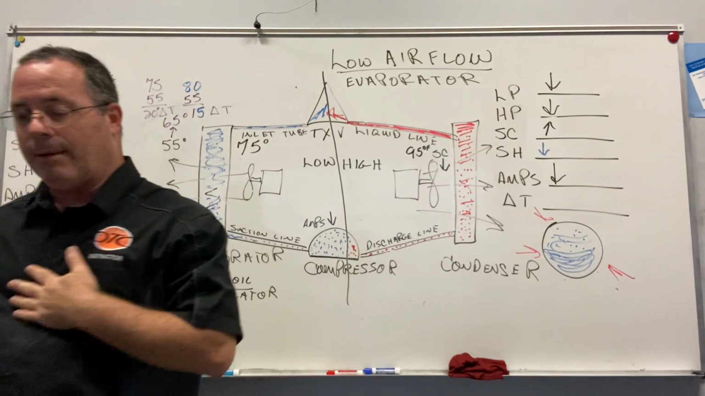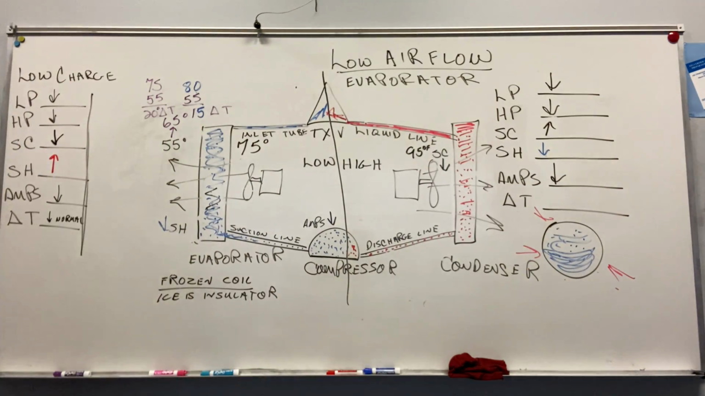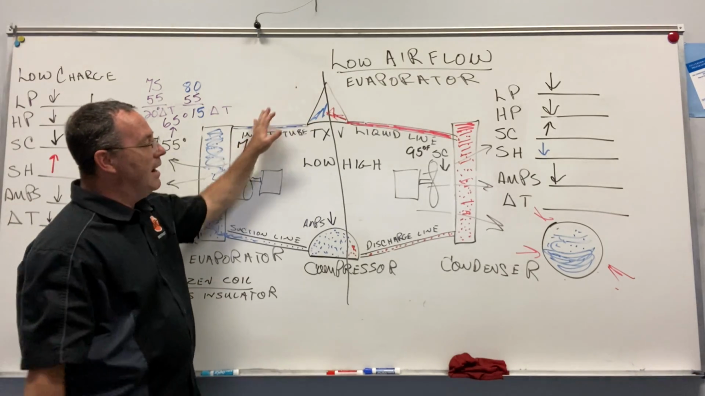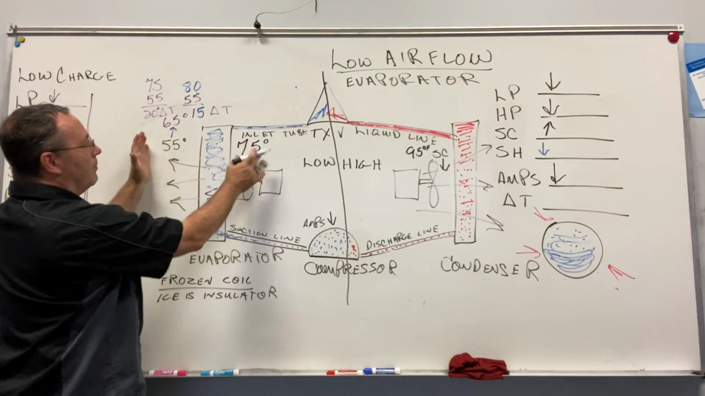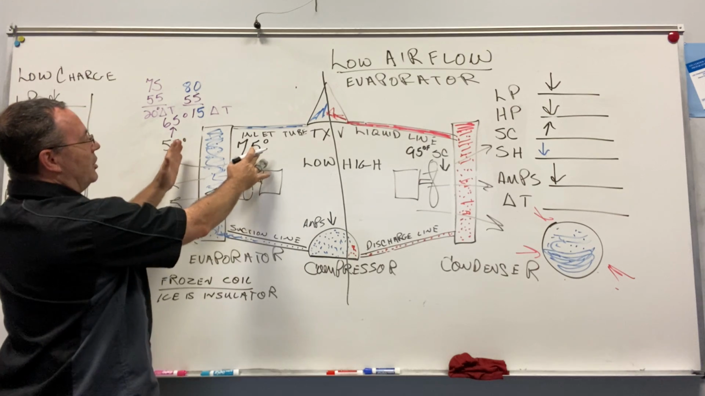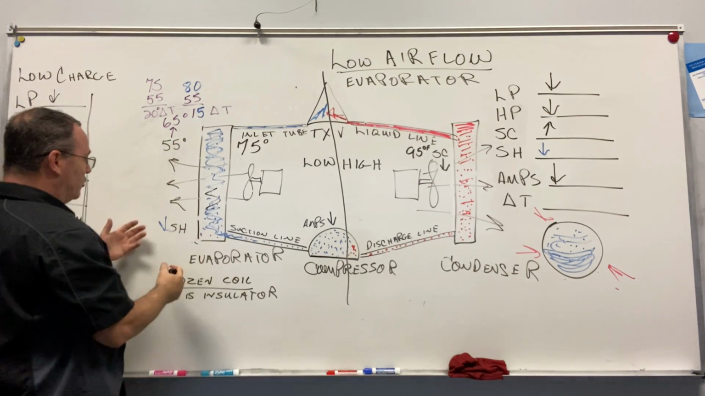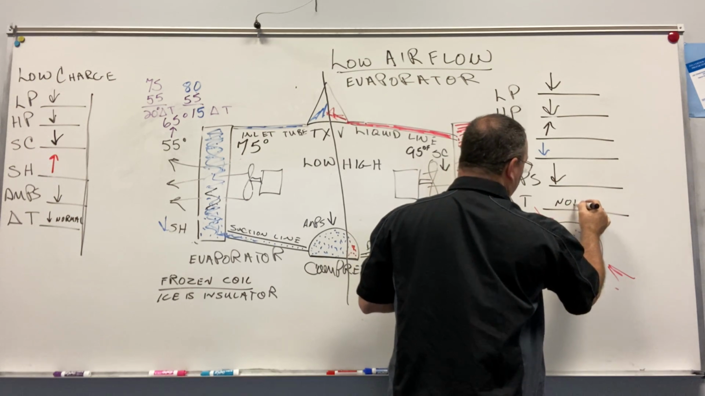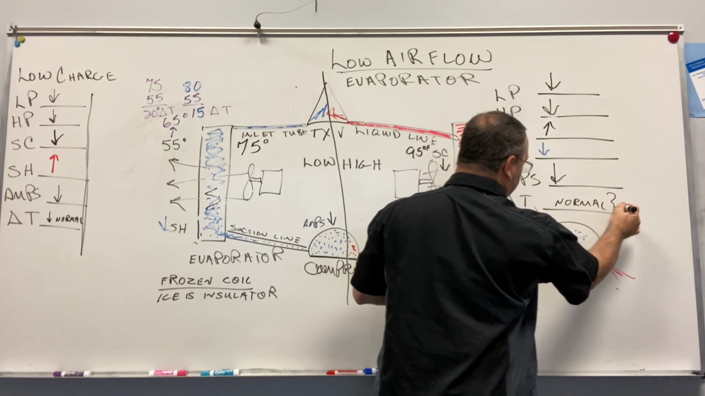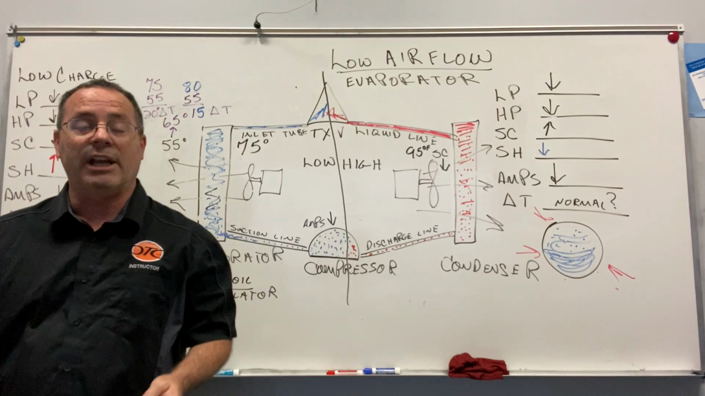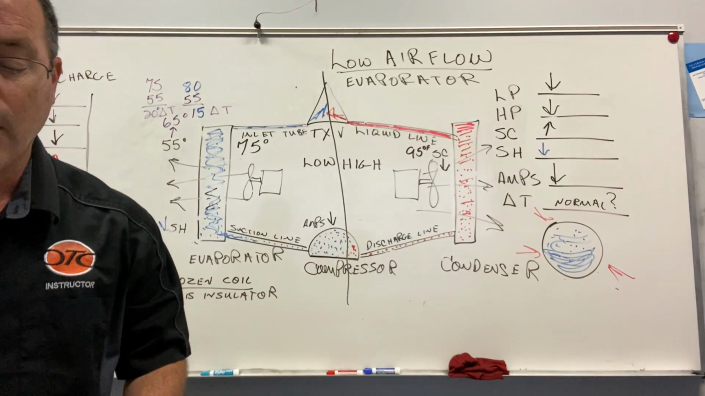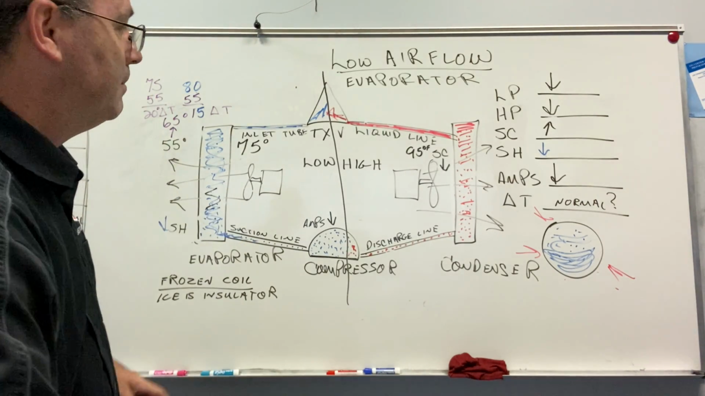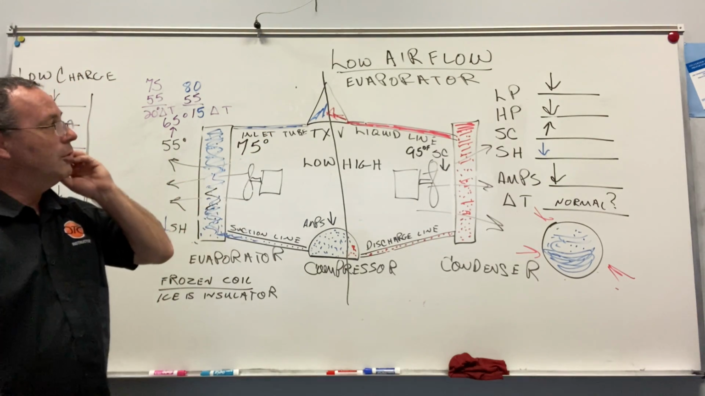And what do you think is going to happen to your delta T? Well, with a delta T with low airflow, both of them, this could go up and this could go up almost exactly the same. So I'll say it could be normal. Okay? That's why I say we don't check units by delta T. They could be very confusing, depending on what the system's doing.